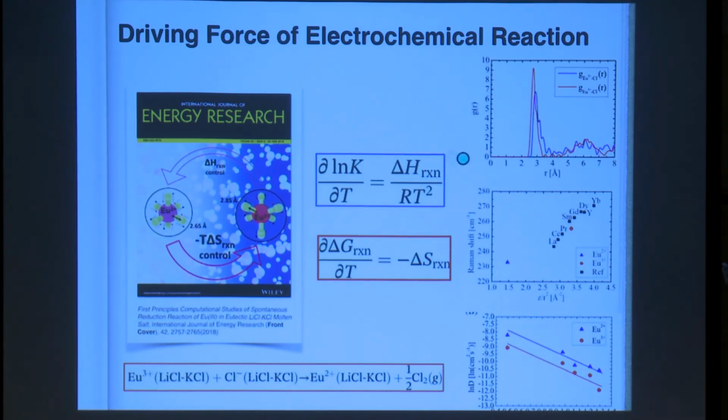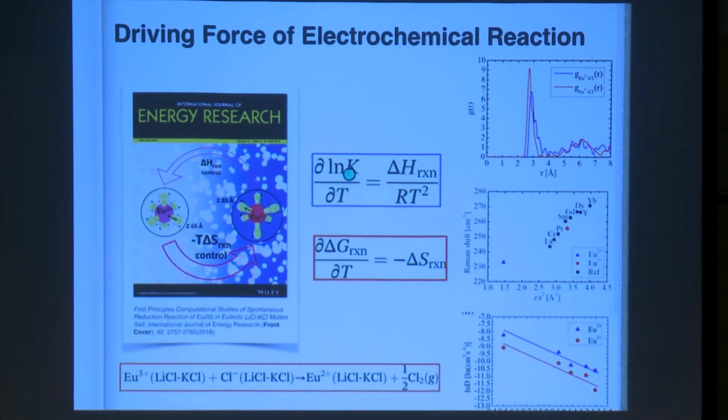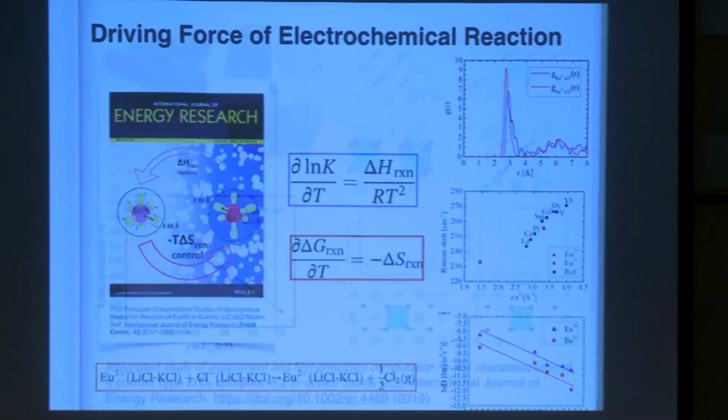not by enthalpy change. To do that, we have to calculate the solvation shell structure, how tightly the solvation shell forms in uranium 3+ and 2+. What is Raman vibration spectroscopy? What is the diffusion coefficient of uranium 2+ and 3+ in the molten salt media? We found out that uranium 2+ has a much coarser solvation shell, and the diffusion coefficient is much higher in uranium 2+, which means uranium 2+ has much higher entropy than uranium 3+. So this reaction is driven by entropy change.